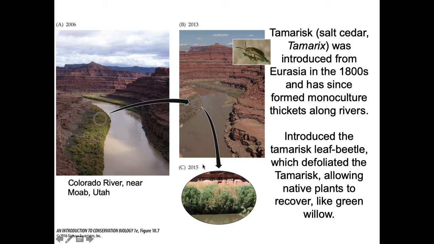And they wanted to get rid of this, so they introduced the tamarisk leaf beetle, which is this guy, and it's good at defoliating the tamarisk, so that means it just eats all the leaves off. And that allows native plants to recover. So this is an example of where biocontrol actually works.